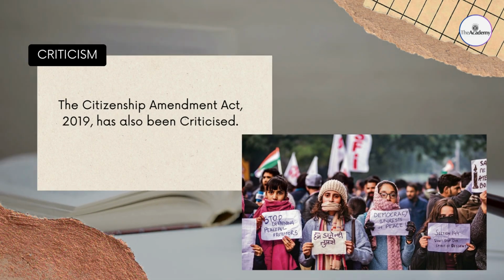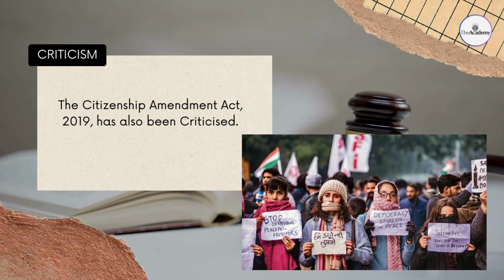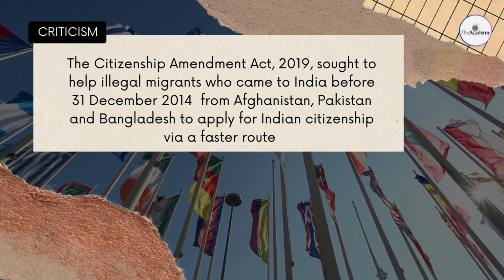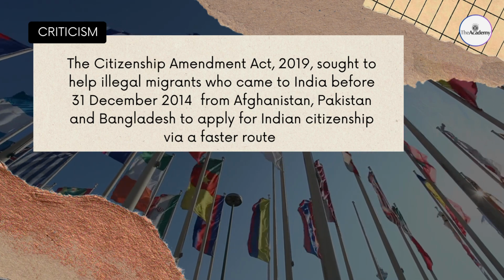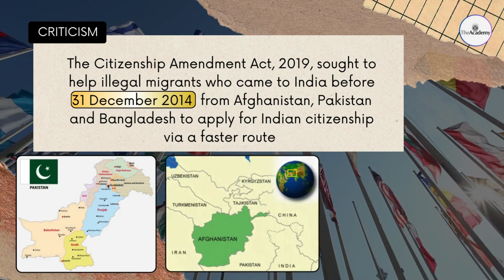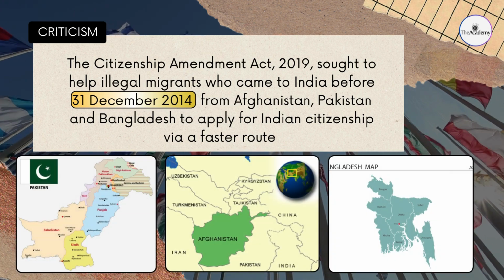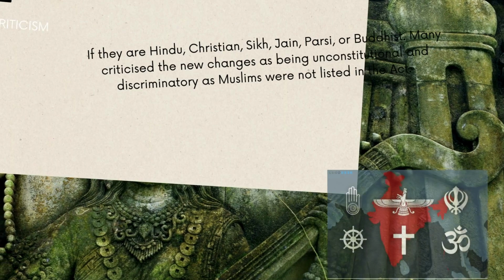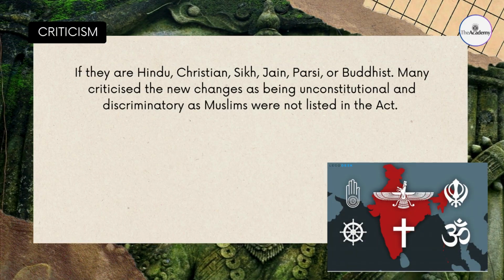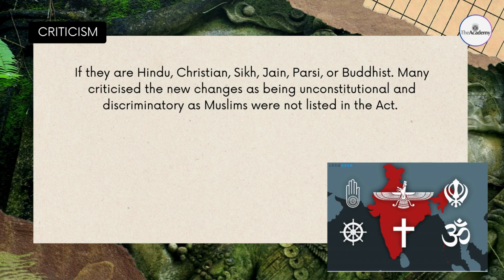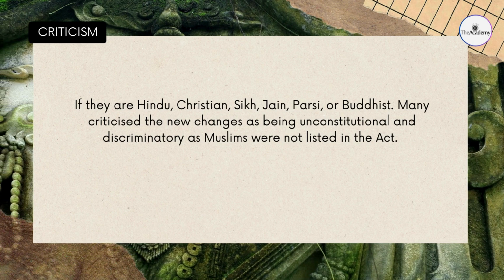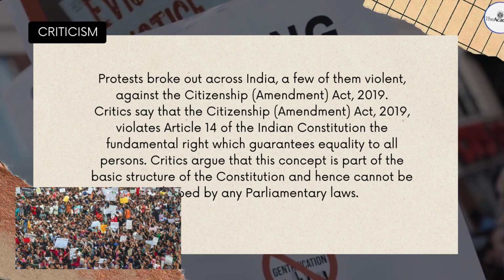The Citizenship Amendment Act 2019 has also been criticized. The CAA sought to help illegal migrants who came to India before 31st December 2014 from Afghanistan, Pakistan and Bangladesh to apply for Indian citizenship via a faster route if they are Hindu, Christian, Sikh, Jain, Parsi or Buddhist. Many criticized the new changes as being unconstitutional and discriminatory as Muslims were not listed in the Act. Protests broke out across India.